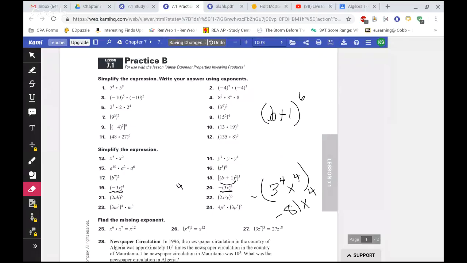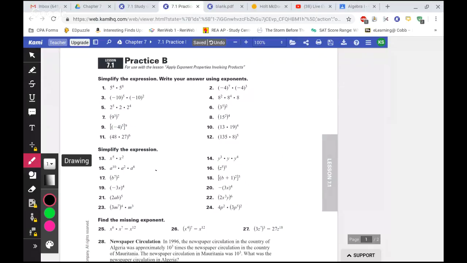Any more questions on that one? On 15, do you just add the exponents? Yes, sir. Good question. You sure do. So your final answer would be a to the 18th.